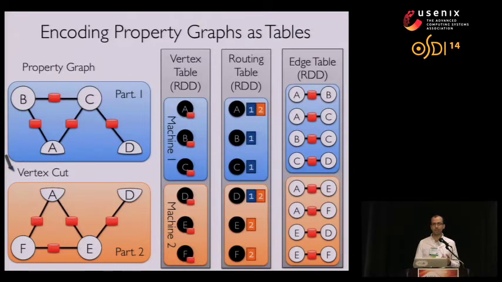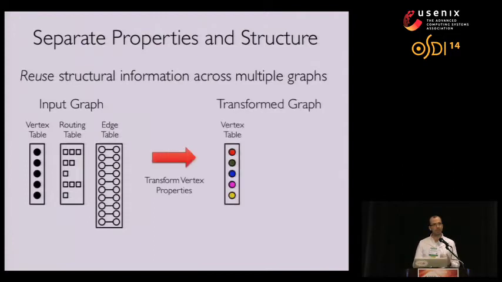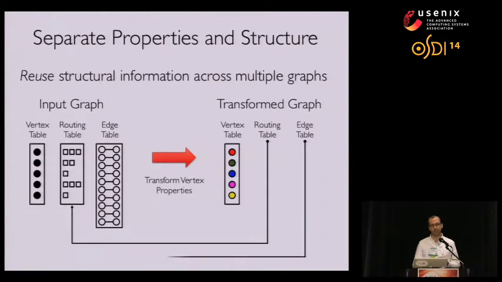Now, this normalized representation has an important property. It's going to be a key attribute of how we're able to express iterative algorithms or support multiple graphs. So let me illustrate what I mean by that. Suppose I have some input graph, and I apply some transformation, perhaps an iteration of PageRank, changing the vertex properties. So I get a new graph, but in this new graph, the only thing that has changed is the vertex properties. And so I can actually reuse the underlying routing table and edge property tables. So I can reuse the structural information across changes to the attributes.